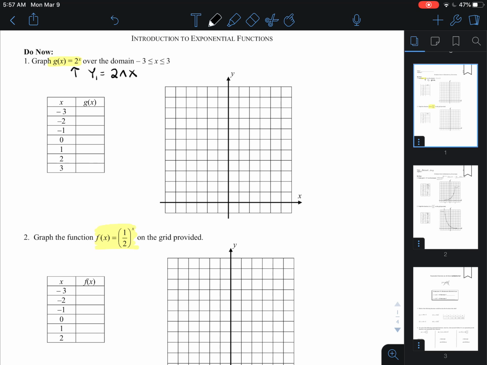Same thing down here. When you type this into your y1, you're going to make a fraction 1/2, and then raise it to the x power. Again, you're going to make a table of values from -3, and this one we're only going to go up to 2 in the table that I provided for you here. But notice how the first graph is asking you to graph from -3 to 3, and the second one is just saying to graph. So you really can plot as many points as you'd like. Okay, so pause the video, plot your graphs, and then we'll check back in.